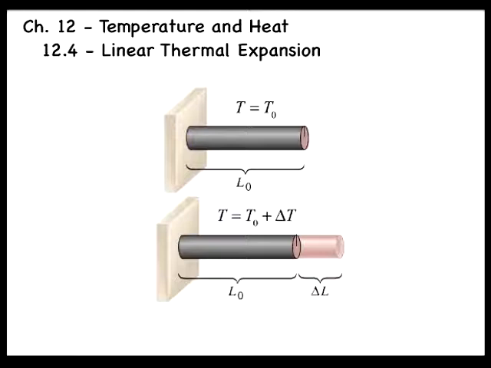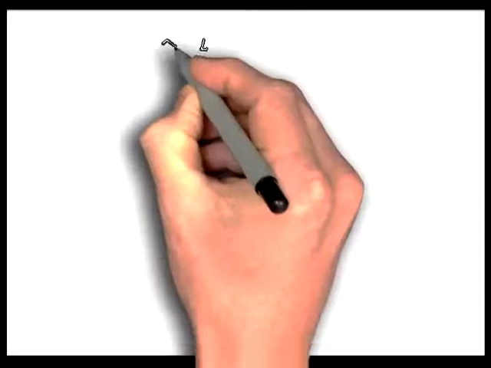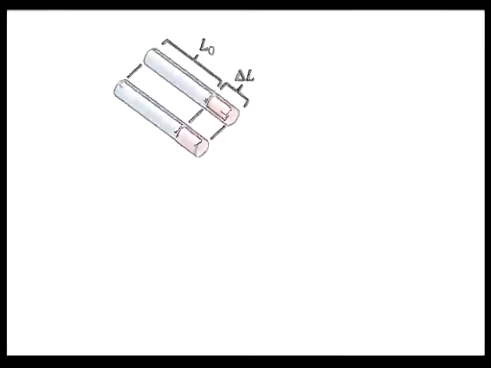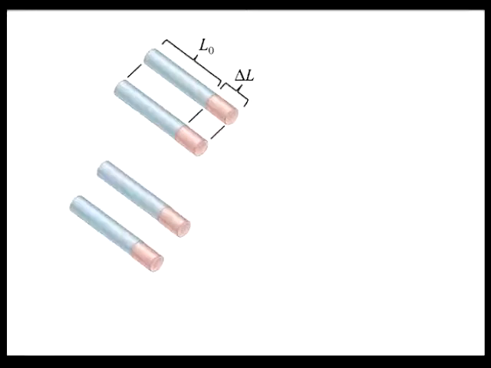For modest temperature changes, experiments show that the change in length is directly proportional to the change in temperature. In addition, the change in length is proportional to the initial length of the rod, L0, a fact that can be understood as follows. We start with two identical rods. Each rod has a length L0 and expands by delta L when the temperature increases by delta T.